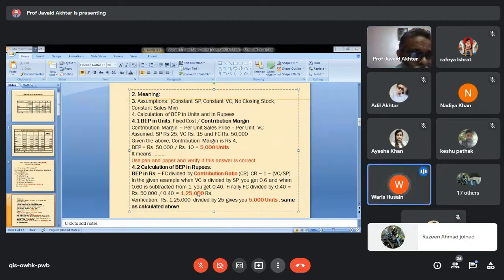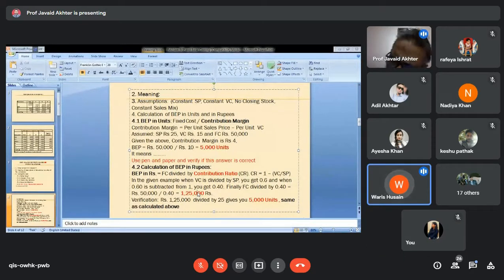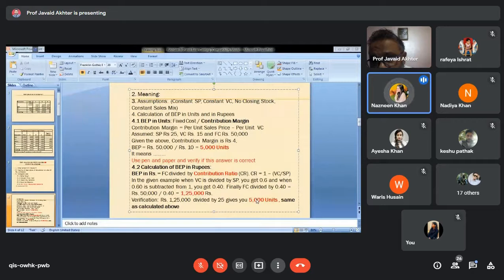Sir, it's rupees 1,25,000 and 5,000 units. Sorry, okay, 1,25,000. I mean, what should be the total cost of producing 5,000 units? 5,000 into 15 plus 50,000. 1,25,000. I mean, straight away you say 1,25,000, because at break-even point, our total cost is equal to total revenue.